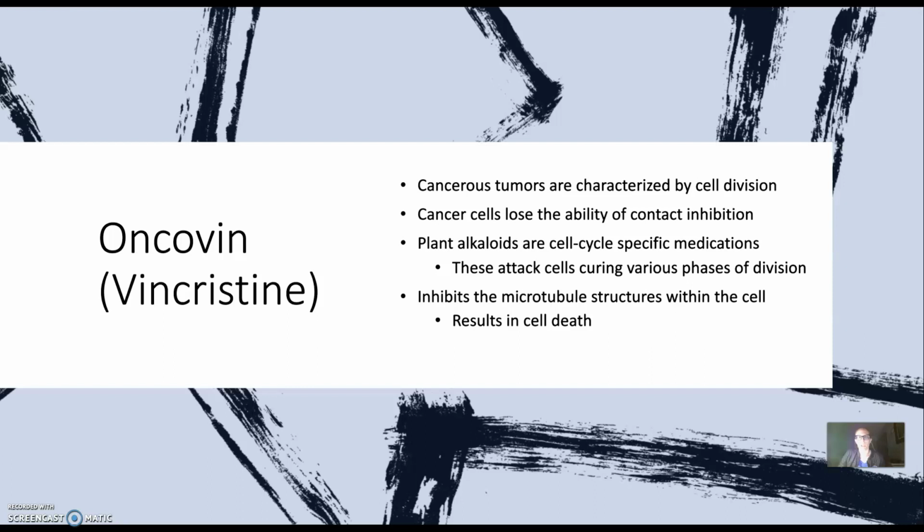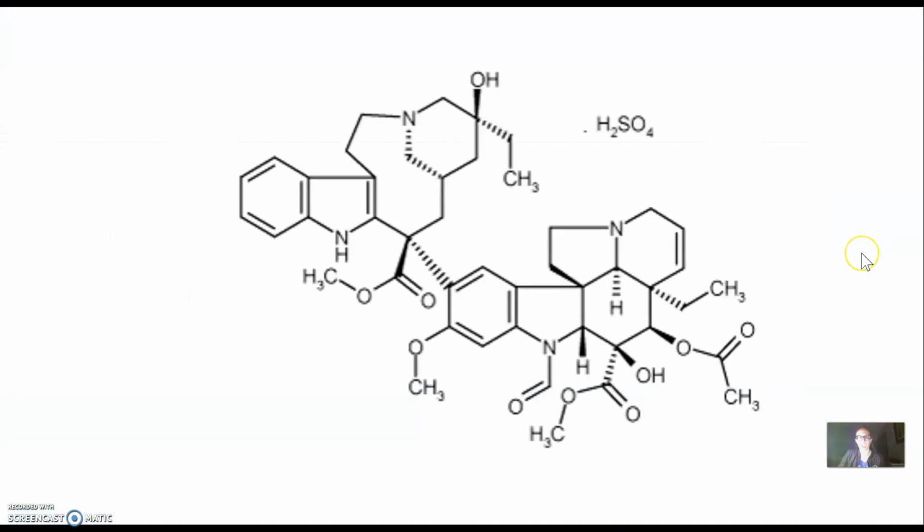Cancerous tumors are characterized by cell division. Cancer cells lose the ability of contact inhibition. Plant alkaloids are cell cycle specific medications, which is what oncovin is. These attack cells during various phases of division. They also inhibit the microtubule structures within the cell, which results in cell death. Here is the structure of oncovin that I found.